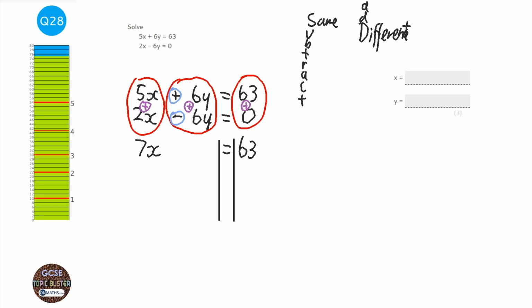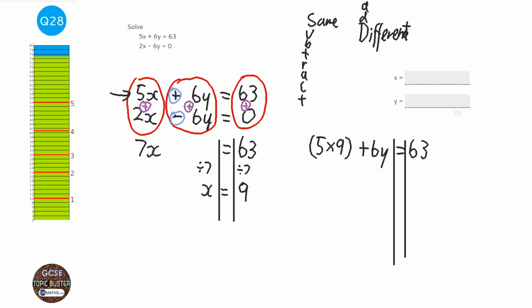So 7x equals 63, divide both sides by 7, so we have x equals 9. Okay, now next we're going to pick one of these equations to substitute that 9 into. I'm going to pick the first one, but it would probably be easier to pick the second one, it doesn't matter. So I'm just going to rewrite this first equation, but instead of 5x, we know it's 5 times 9 plus 6y equals 63. I'm going to put my lines in, and we've got to find out what y is now.